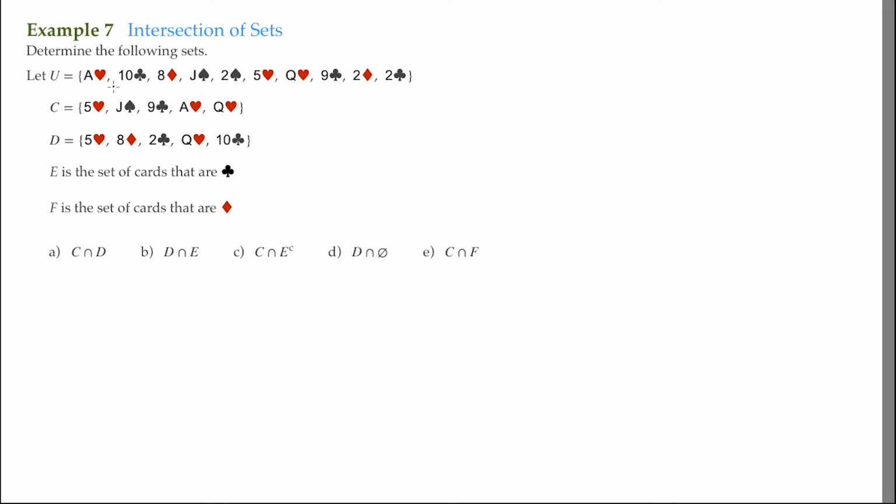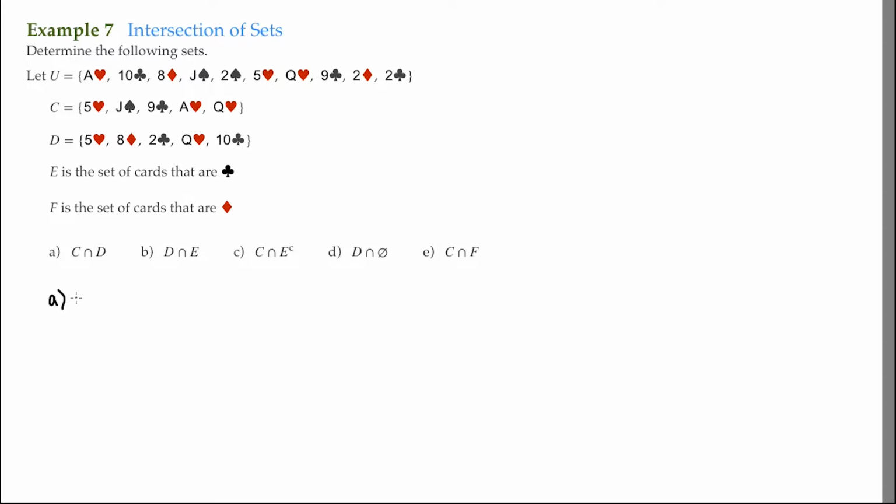And again, we have these playing cards here. And then we have set C, that's a subset of U, the universal set. We have set D, that's also a subset of U. So is E, and of course, so is F. So for letter A here, this is how we represent the intersection. It looks like this upside down cup or this upside down U.